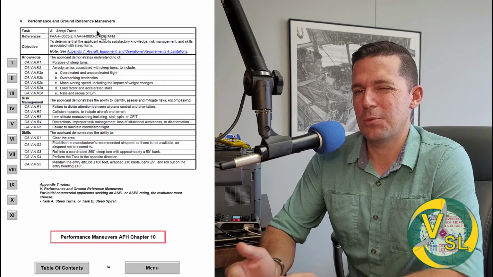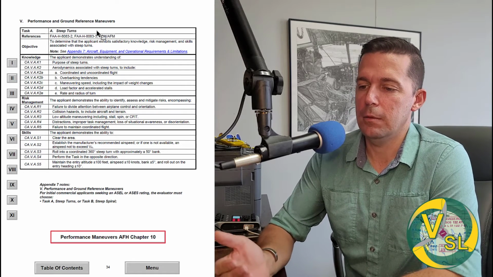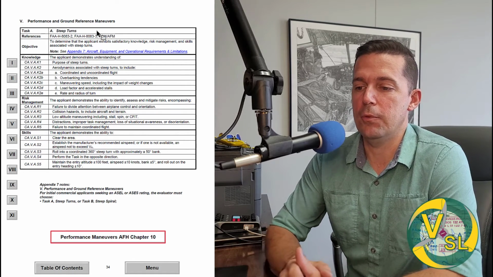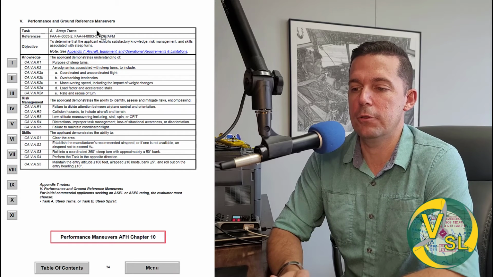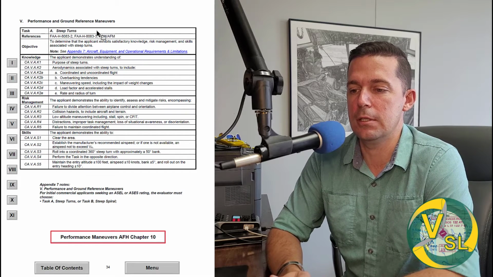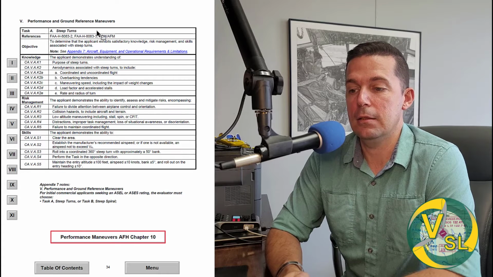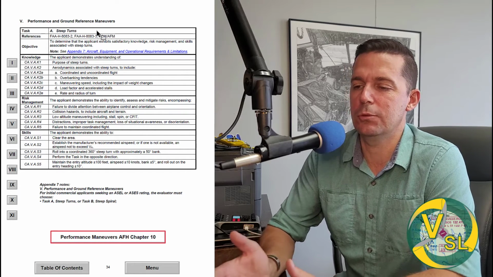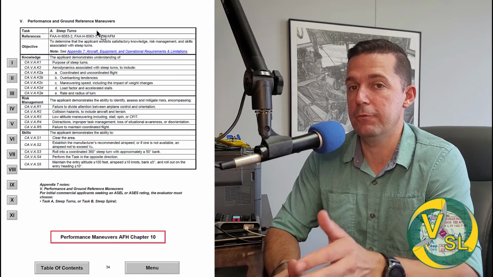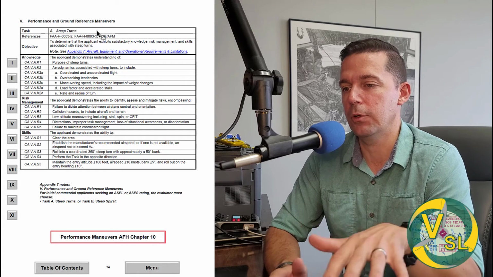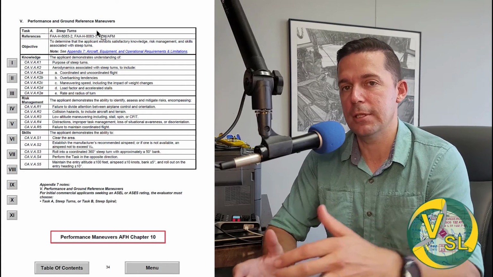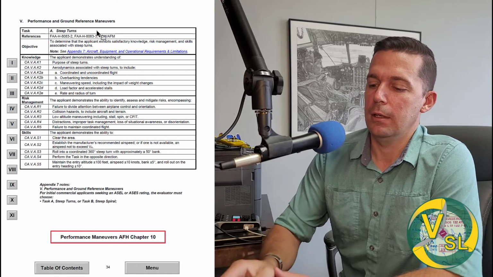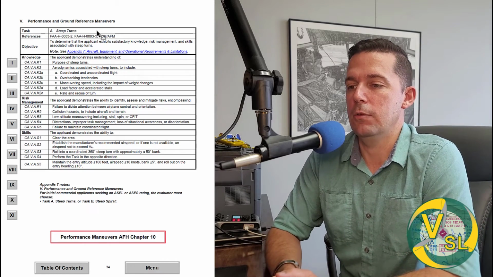So in Appendix 7, which we're going to get into here, just so you know, during the check ride for performance and ground reference maneuvers for single engine land, we have to do Task A, steep turns, or Task B, steep spiral. So we kind of have the option here. We'll go into those probably on a follow-up episode after this, where we'll cover the administrative stuff and how we're conducting this check ride. But that's just a note for reference there.